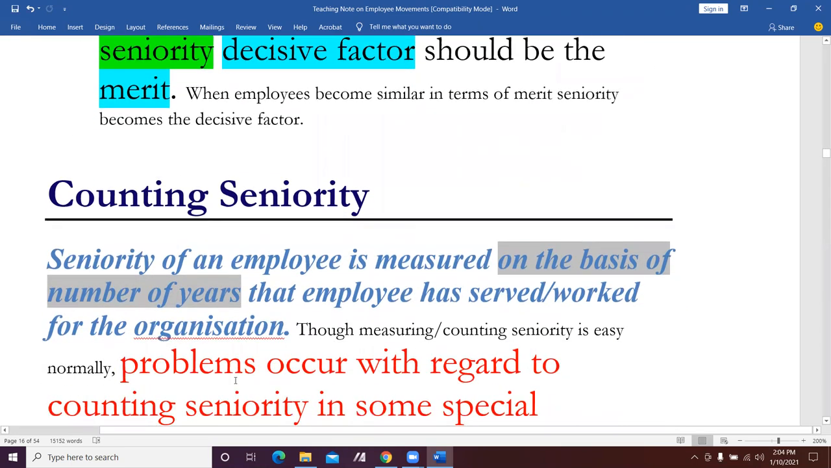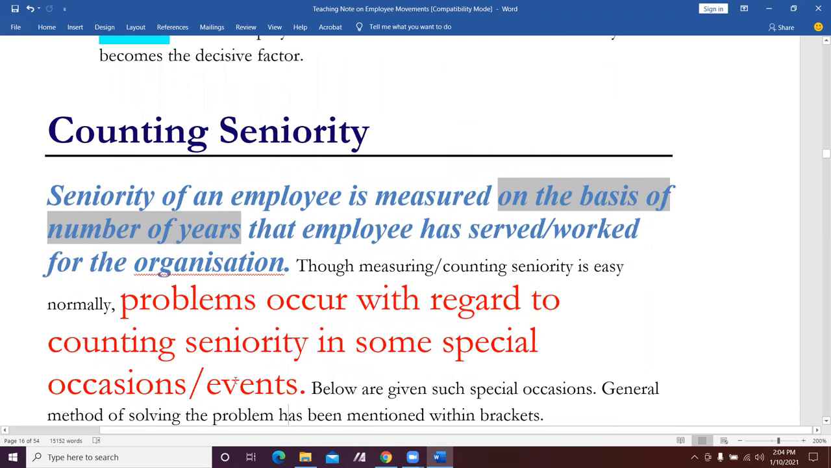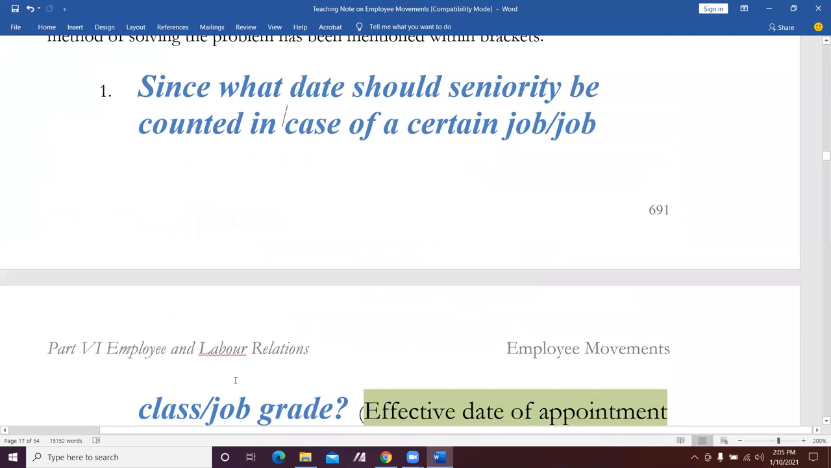Right, now the next learning unit, counting seniority. How do we count seniority? Now you understood that seniority has to be considered when giving promotion. Also merit has to be considered when giving promotions. Right, then how do you calculate or count seniority? Previously I mentioned simply based on the date of appointment to the job. The date of appointment to the job we can consider. However, there are problems with regard to counting seniority on some special occasions or events. What are they? Try to understand the first one. Since what date should seniority be counted in case of a certain job or job class or job grade?